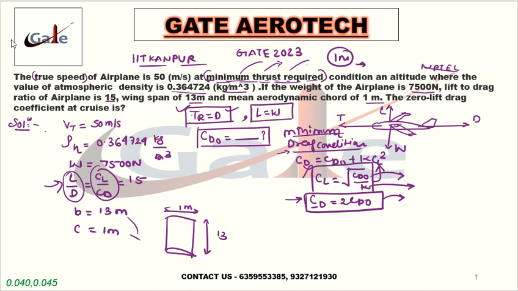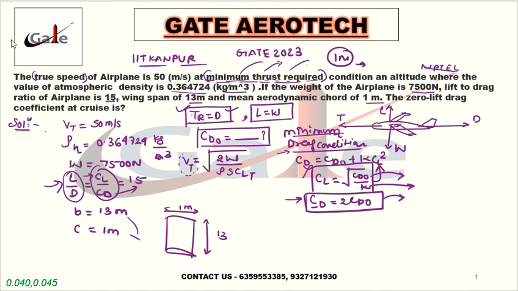Okay. So for calculating CD naught, first of all I should know CL. From here I can calculate CD naught and easily I can get it. So first of all, for calculating CL, I have one formula. Depending on the given data, I know this equation, right, which is your velocity. So this is V true. V true they have given us as 50 meter per second.